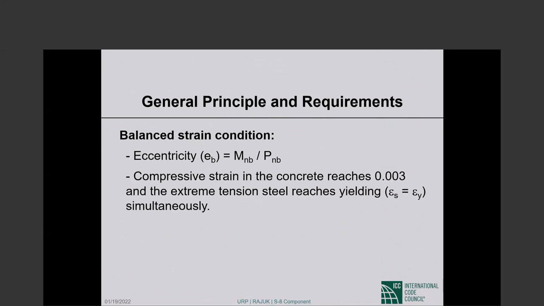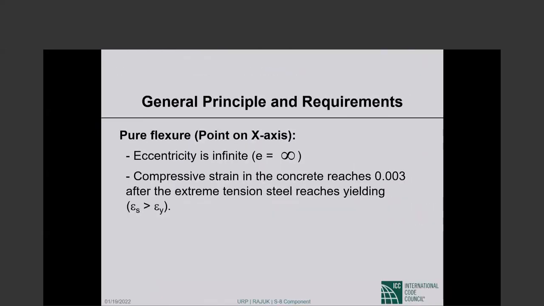Balanced strain conditions, the eccentricity is the balanced moment strength divided by the balanced axial strength. Okay, we are talking about the nominal interaction diagram. Compressive strain in the concrete reaches 0.003 and the extreme tension steel reaches yielding. Okay, as that is the definition of balanced condition.